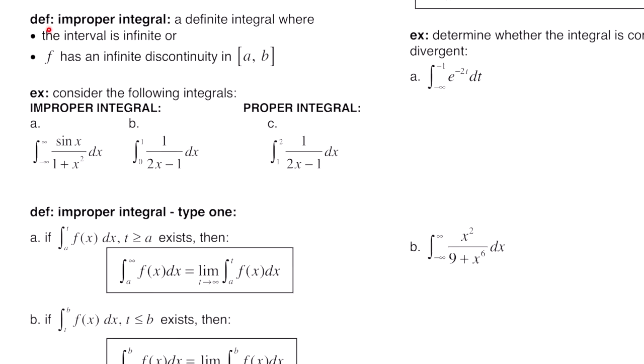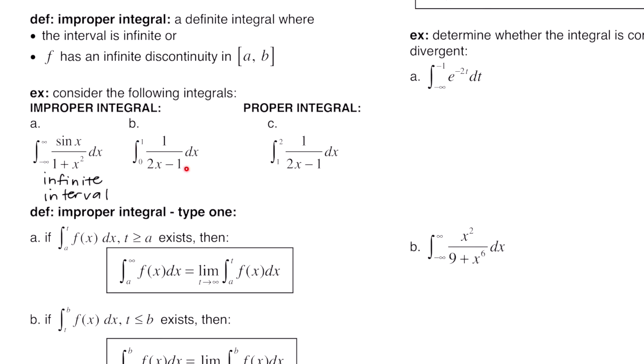So this leads us to the definition of an improper integral. It's a definite integral where the interval is infinite, or f has an infinite discontinuity in the closed interval from a to b. Let's look at this example. It says consider the following integrals. These are considered improper integrals. So this first one is improper because it's an infinite interval.